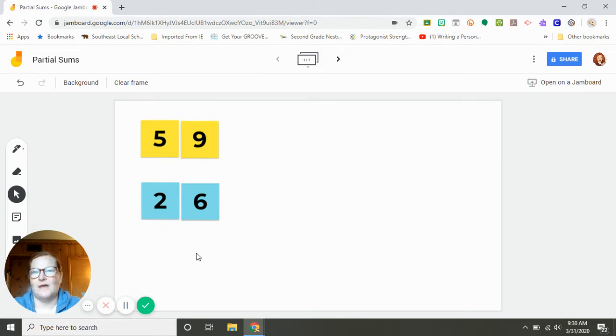The 2 is now worth how much? It's worth 2 tens because it's in the tens place. And the 5 is worth how much? It's worth 5 tens because it's in the tens place.